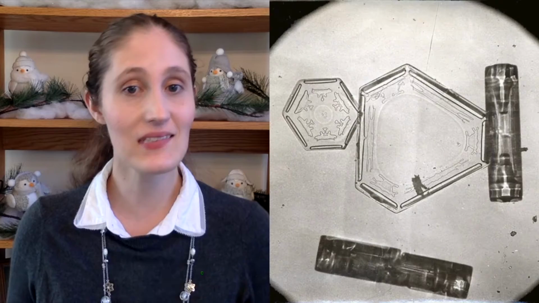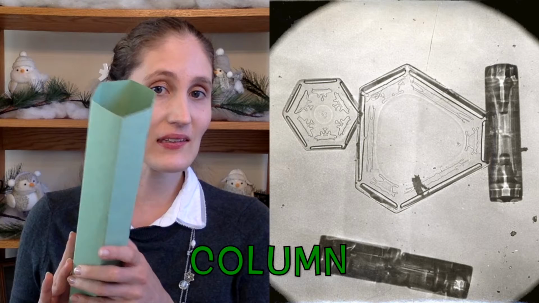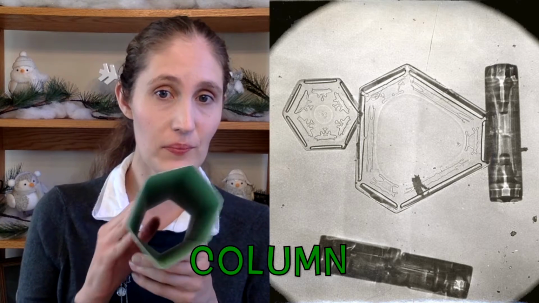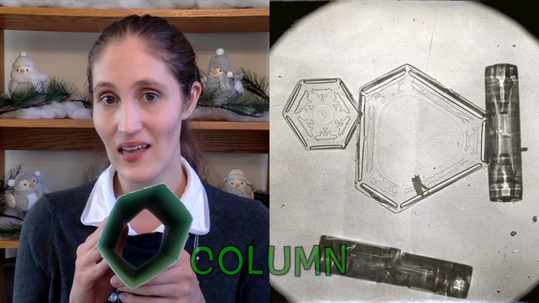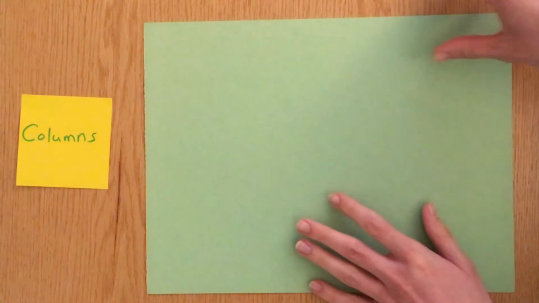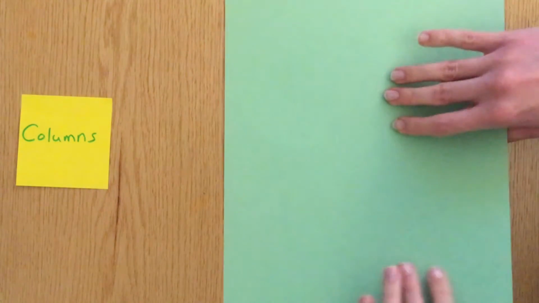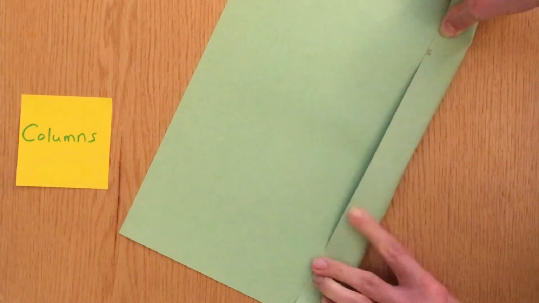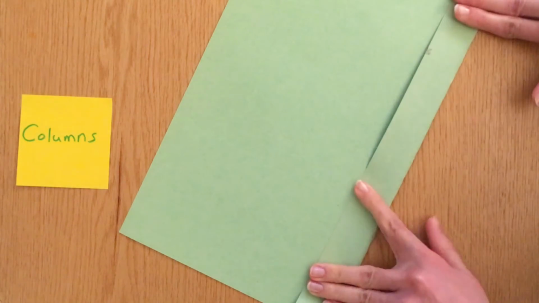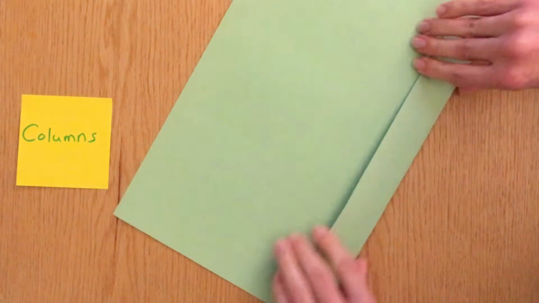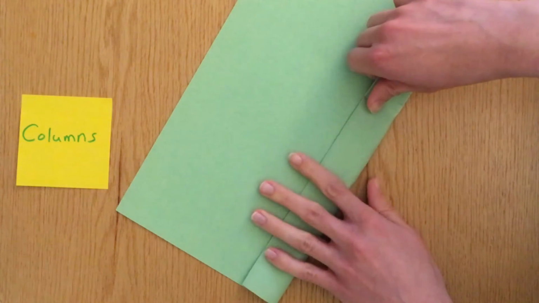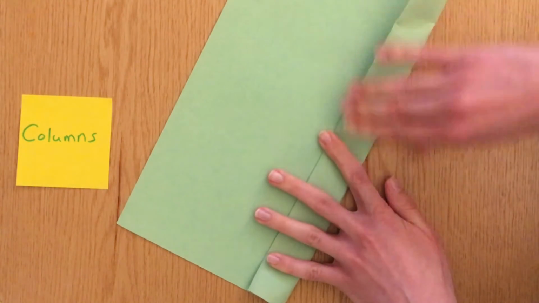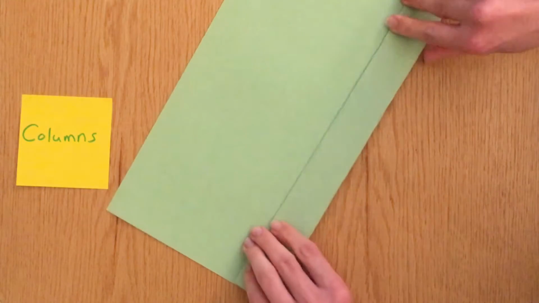The first shape I wanted to show you is one you might not normally think of when you think of snowflakes. It's a column, which is basically a hexagonal tube that may or may not be hollow inside. To make a column, start by folding one side of your paper to make a very narrow rectangle. You're going to continue folding in this way until you have 7 small rectangles.